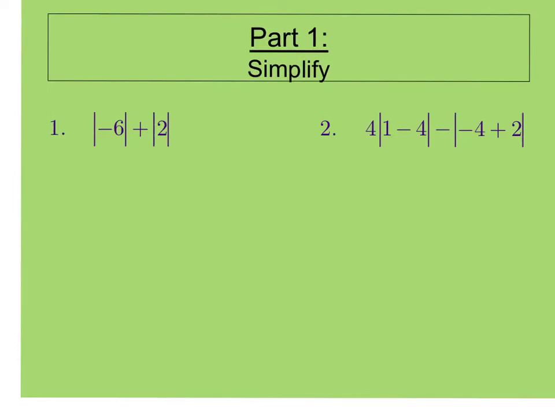The first thing we're going to do with absolute value is simplify. One thing to keep in mind is you want to treat the absolute value bars like parentheses. So simplify anything inside those first if you can, then we'll evaluate and simplify further.